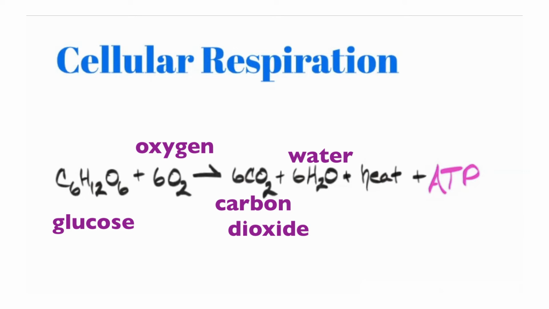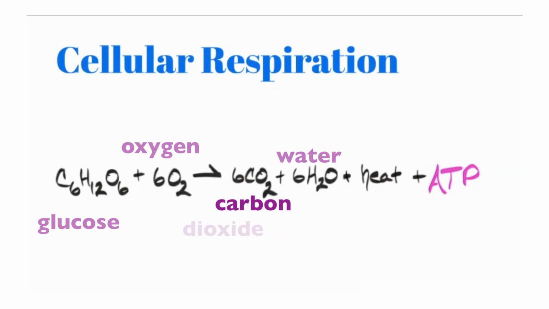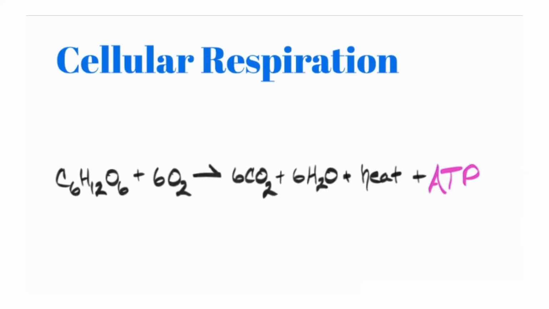And I put heat in here. Oftentimes when this equation is written, heat will be left out, and I will leave it out at times. But it's important to understand what the products are, whether they're a byproduct or they're the main goal of ATP. Because we will see as we move forward in this course is that the more cellular respiration is occurring, the more heat is being produced, and that can have downstream impacts on the body, both good and bad. So glucose plus oxygen gives us carbon dioxide, water, heat, and ATP.